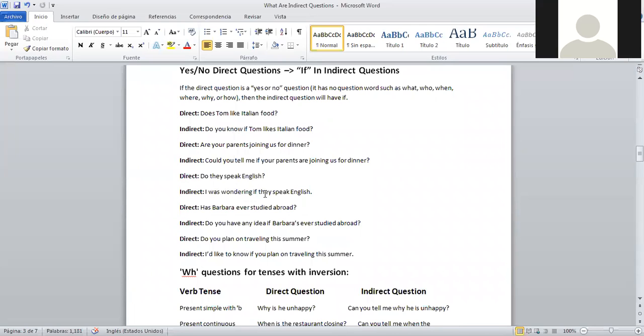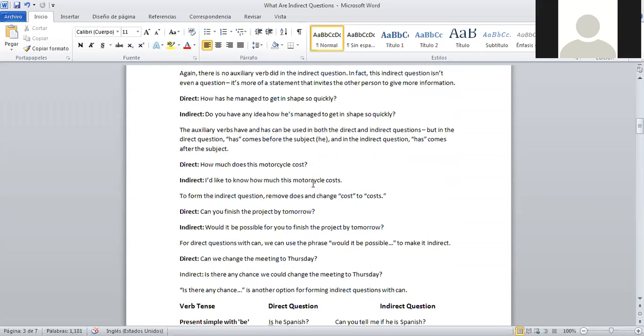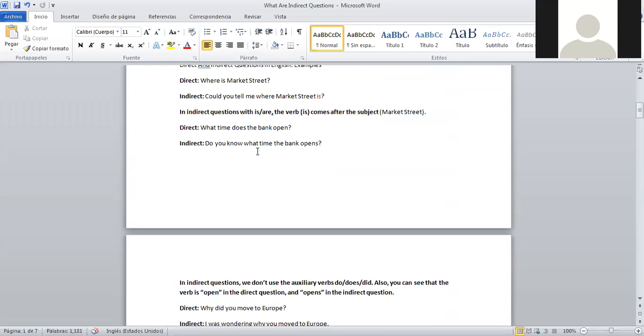I was wondering if they speak English. I removed the do. But you see, in this case, because it is they, we don't add S because it's do. We add S only when it's does. Only when it's does, we put an S on the verb. When it's do, we only remove the do.